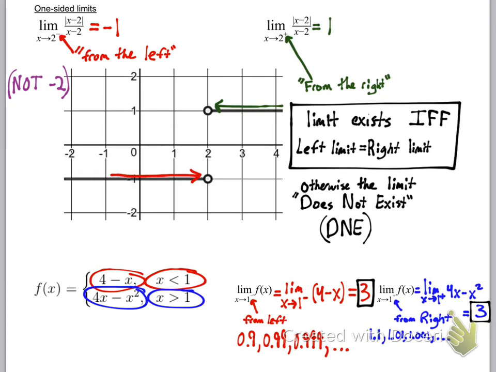So wait a second, here's my question for you guys. Does the overall limit exist for this function as x approaches 1, from the left and from the right? Well, those are the same. So therefore, yes, the limit does exist for this function as x approaches 1, and it is 3.